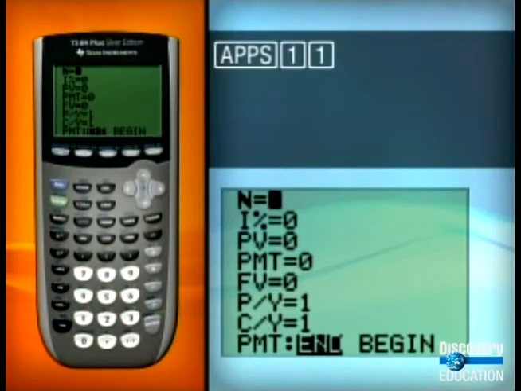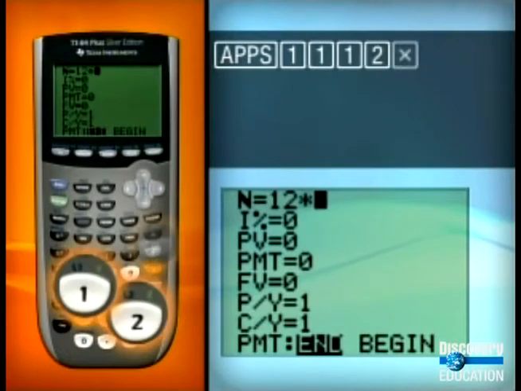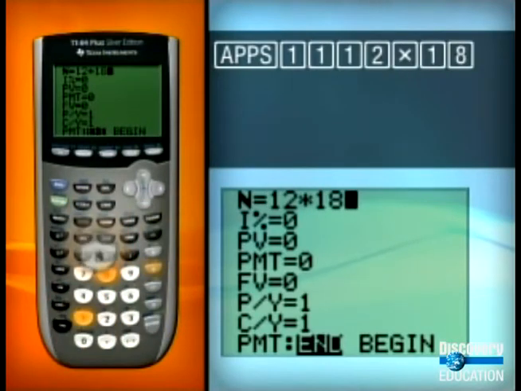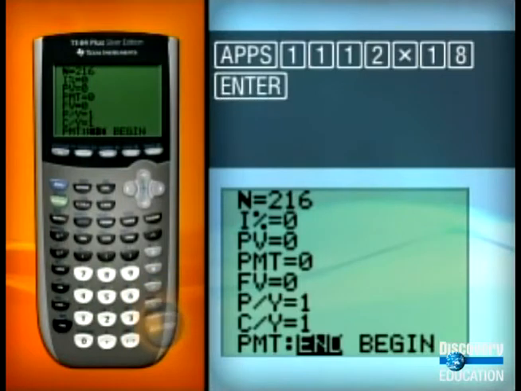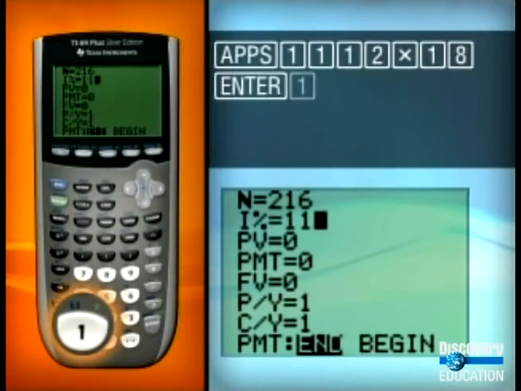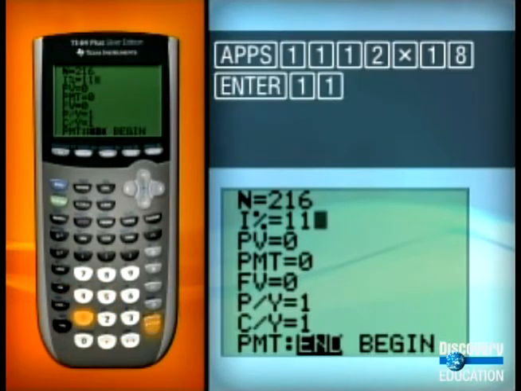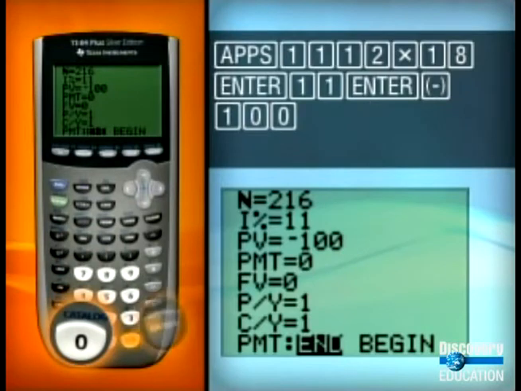Since n is the number of months, enter 12 times 18 for 18 years. Press Enter. The calculator works out the product. Here, I is the interest rate as a percent, not a decimal, so enter 11 for the expected rate of return. Then press Enter. PV is the present value, or the initial principal of $100. But since this is cash outflow, it leaves the family's pocket. Enter -100, then press Enter.